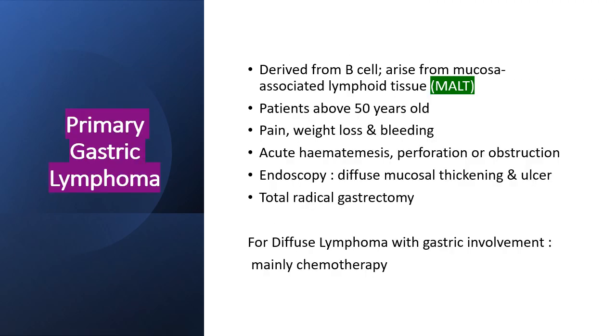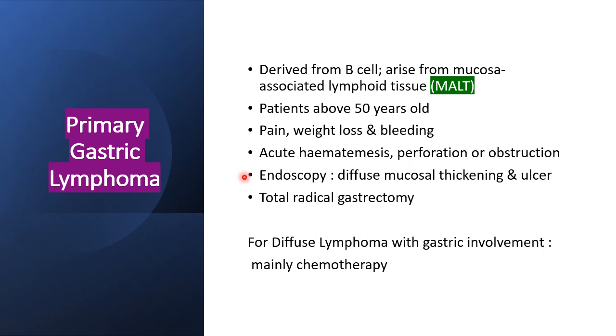Next, we come to primary gastric lymphoma, which is the second most common after adenocarcinoma. This is derived from B cells, which arise from the mucosa-associated lymphoid tissue, or MALT, located in the wall of the stomach. Usually, it affects patients above 50 years of age. Pain, weight loss, and bleeding are common presenting symptoms. At times it can cause acute hematemesis, perforation, or even obstruction.